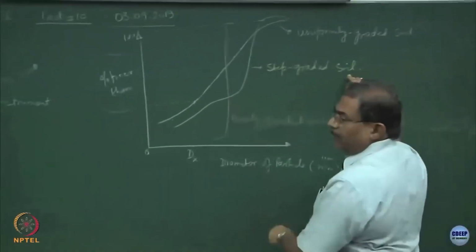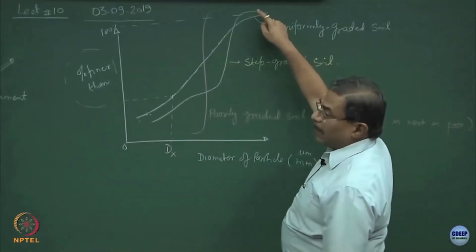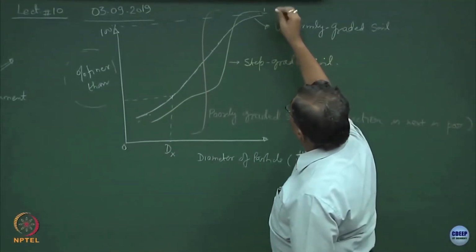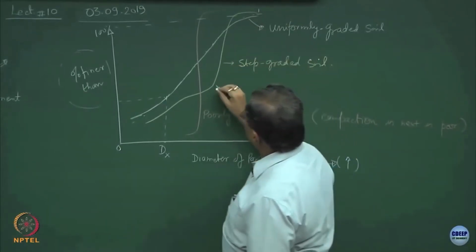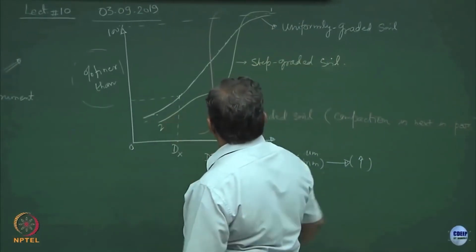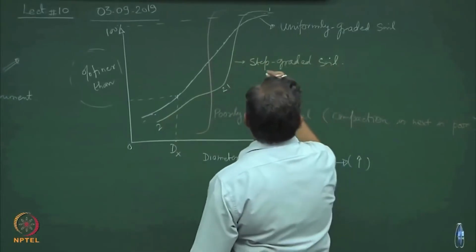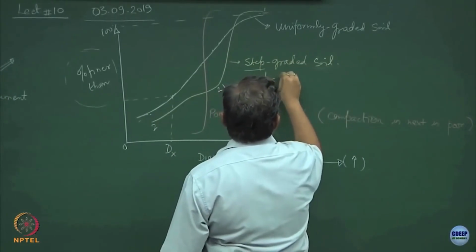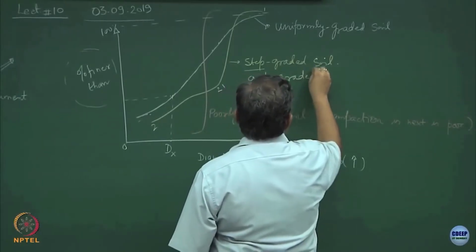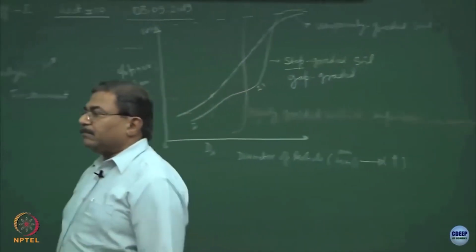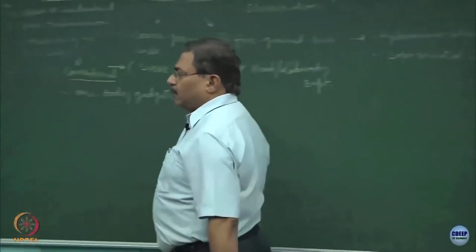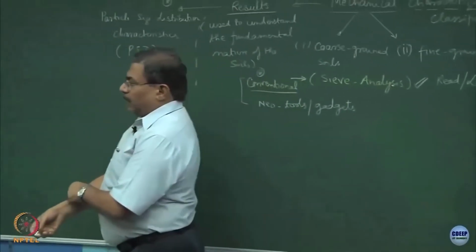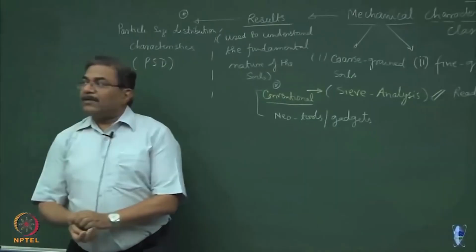However, step graded soils, they look like as if they are the combination of two types of soils. So, this is soil number 1 and this is for soil number 2. So, this is step graded, or sometimes we also call this as gap graded. As if they are the combination of two types of soils, tricky materials to utilize.